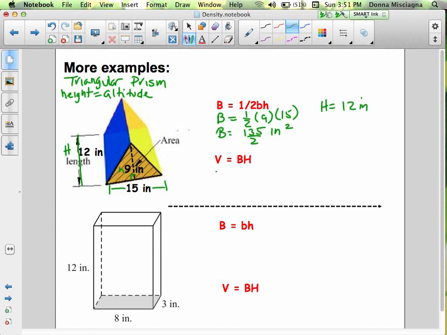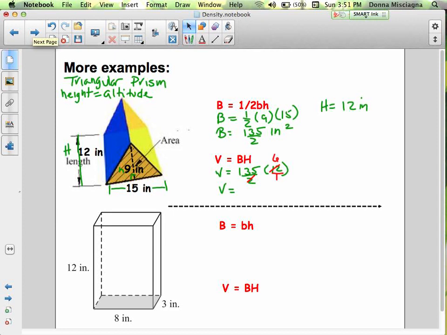And so therefore the volume of the prism is 135 halves times 12. And you could reduce this. We could cancel out the 2 and the 12. We could reduce that. They're both divisible by 2. And so that gives us 135 times 6. And that is 810 inches cubed.